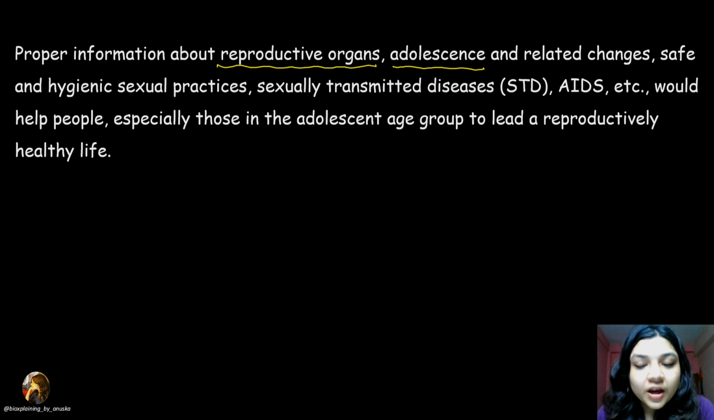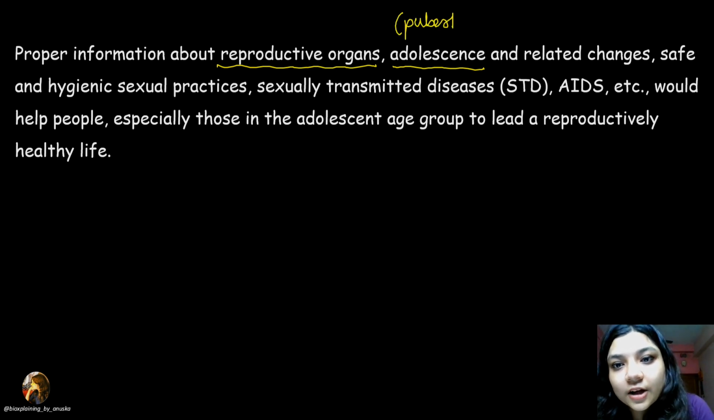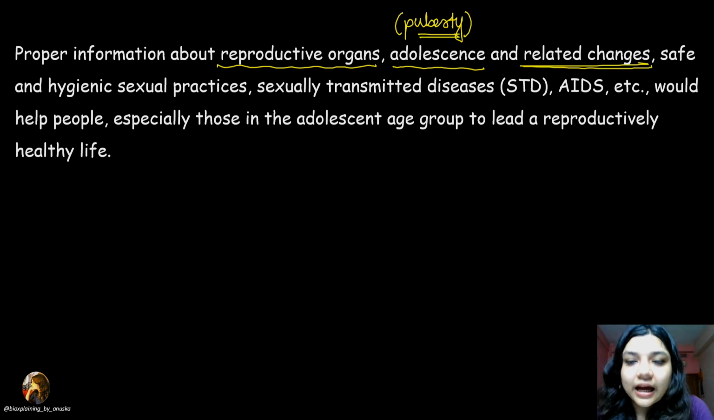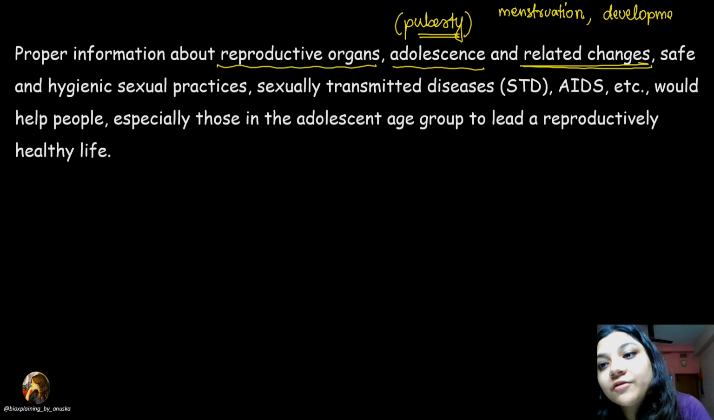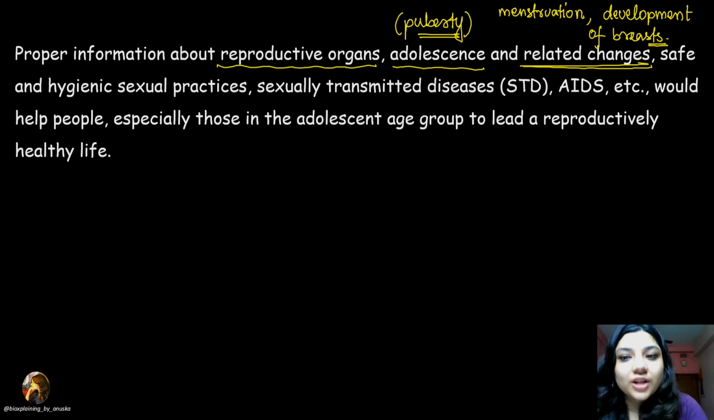What is their function? Then the adolescence period, meaning the puberty period, during this puberty there are a lot of related changes happening, right? That is, in case of girls, what are the changes that we see? We see that menstruation begins. This is a major change, right? Then what other changes are there in girls? Development of breasts, enlargement of breasts. That is another major change that happens.